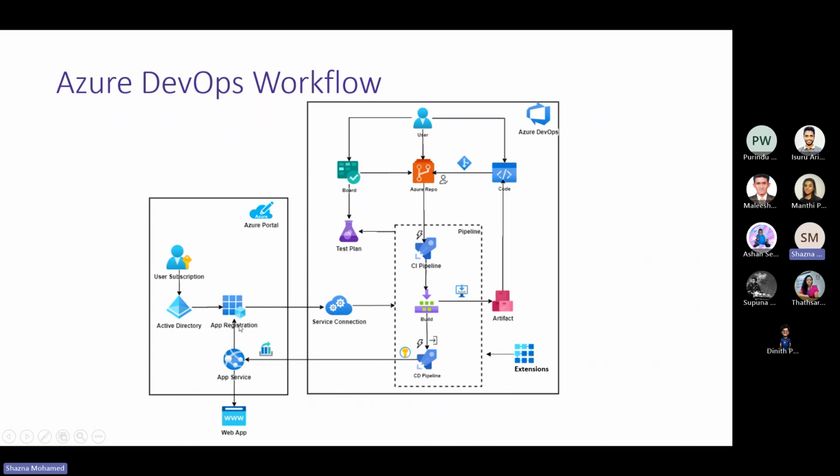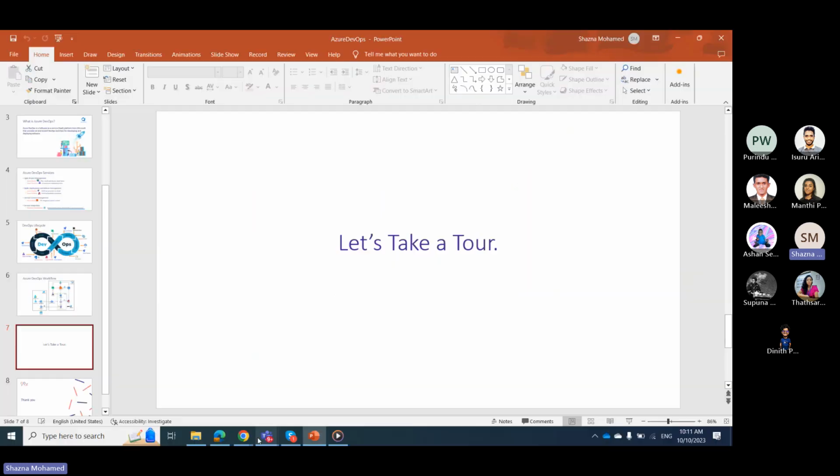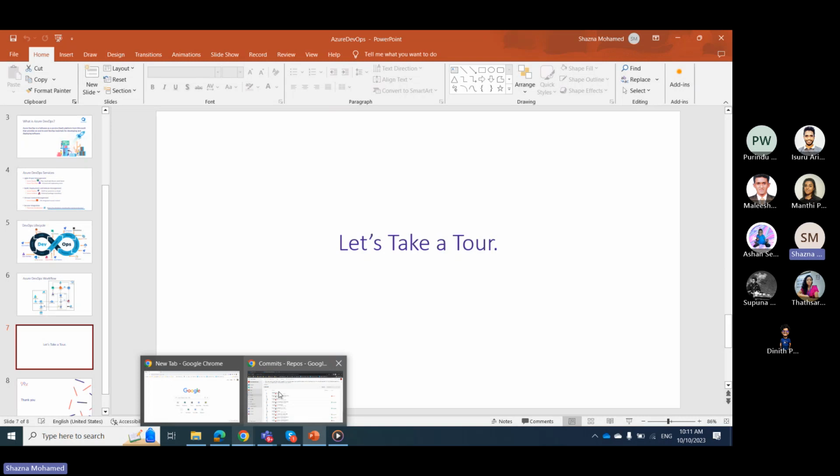So the app registration is what is needed in the beginning, and then through the service connection, we can connect to whatever services we have in the Azure portal. So this is simply what's happening, and I'll take you on a tour. There, I'll first show you the app we have.